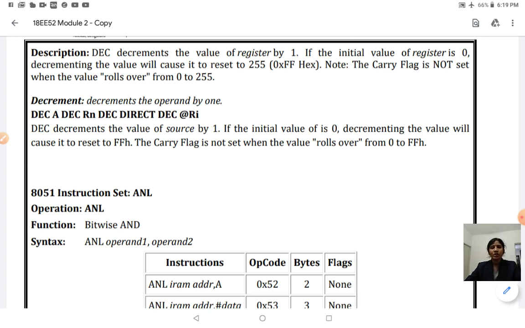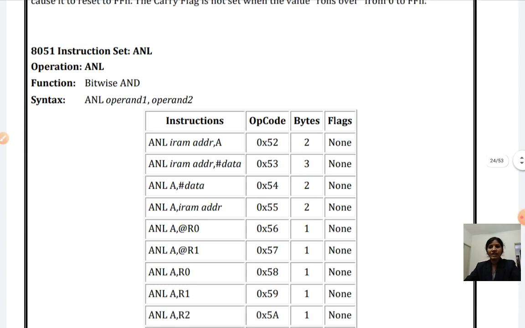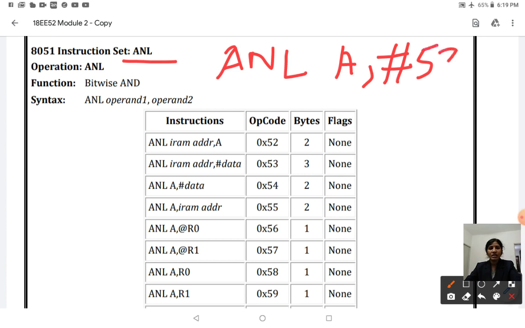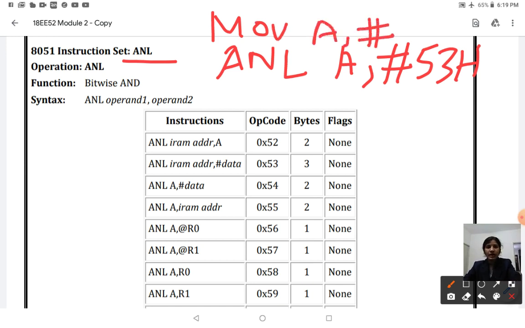In 8051, to perform the AND operation, we have an instruction called ANL. It performs a bitwise AND operation. For example, before this you have data MOV A comma hash 1FH, and then ANL A comma hash 53H. So the data available in the accumulator is 1F, and the data to be ANDed with the accumulator content is 53H. It is a bitwise AND operation.